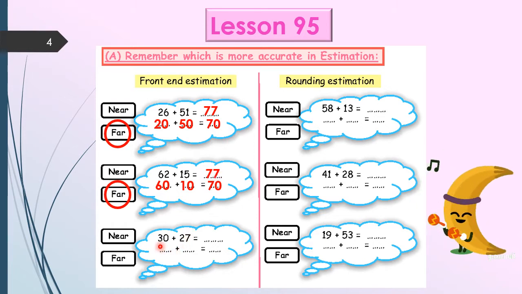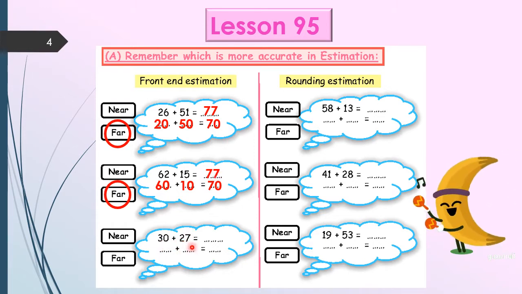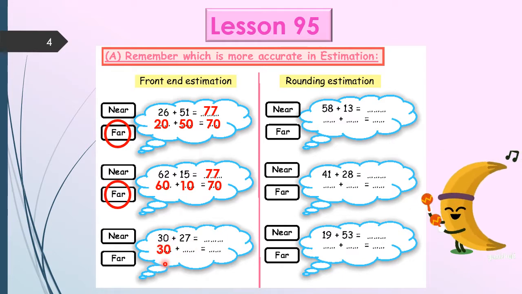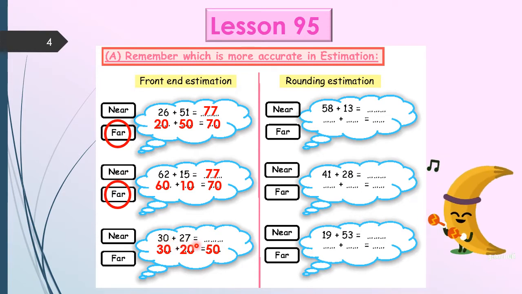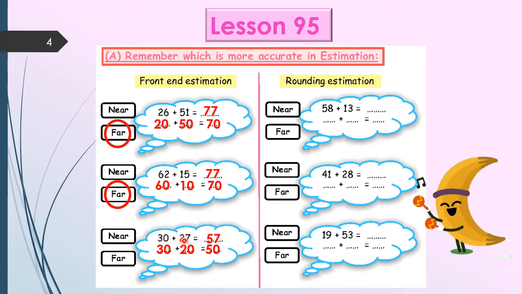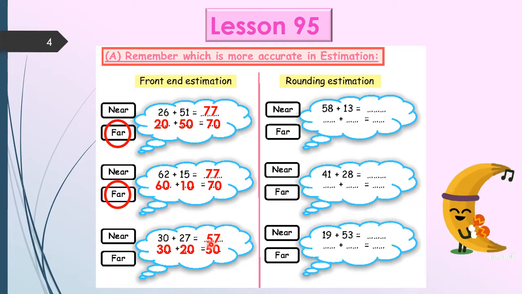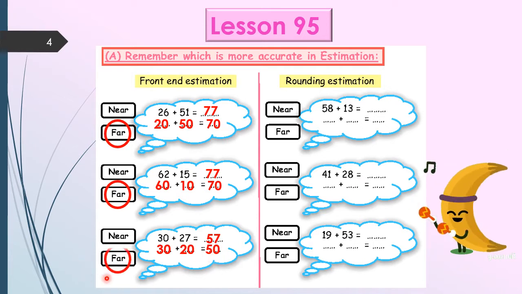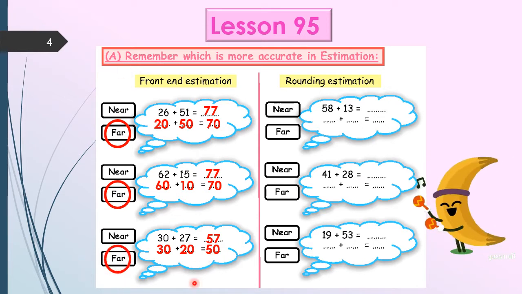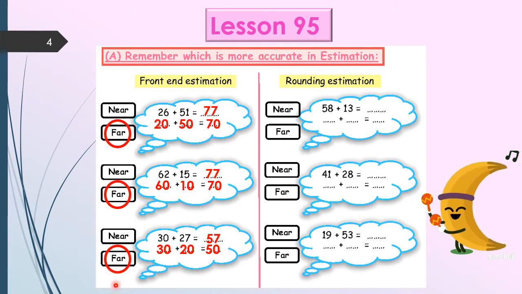If I use our front end estimation here, 30 plus 27: 30 will be 30, and 27 will be 20 only. 30 plus 20 will be 50. Then let's check our real answer. 0 plus 7 will be 7, and 3 plus 2 equals 5. It will be 57. 57 is our real answer, and our estimation is 50. Is it near or far from our estimation? It will be far away. Then our estimation by front end is far away in all cases.